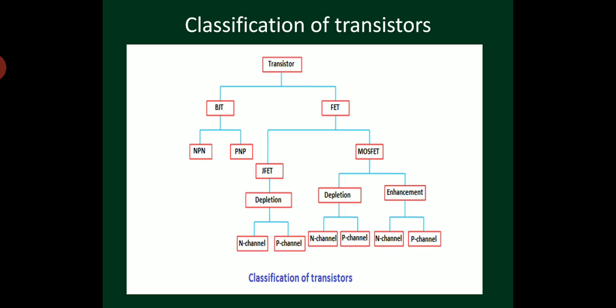Again, BJT is divided into NPN and PNP transistors depending on construction. And FETs are classified as junction field effect transistors and metal oxide semiconductor field effect transistors, MOSFET. There are some other classifications also, like MESFET, metal semiconductor field effect transistor, and IGFET, insulated gate field effect transistor. I have not shown these in this diagram.